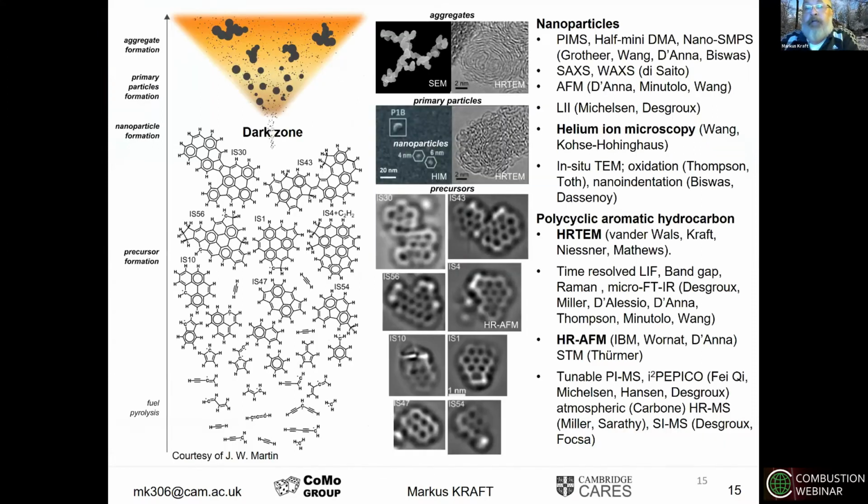Okay, so my student Dake put this beautiful big figure together, and so we start from the fuel pyrolysis. We are able now to identify specific structures and then have some sort of nanoparticle formation that form into primary particles and then the aggregates. What is different between then and now is here on the right side.